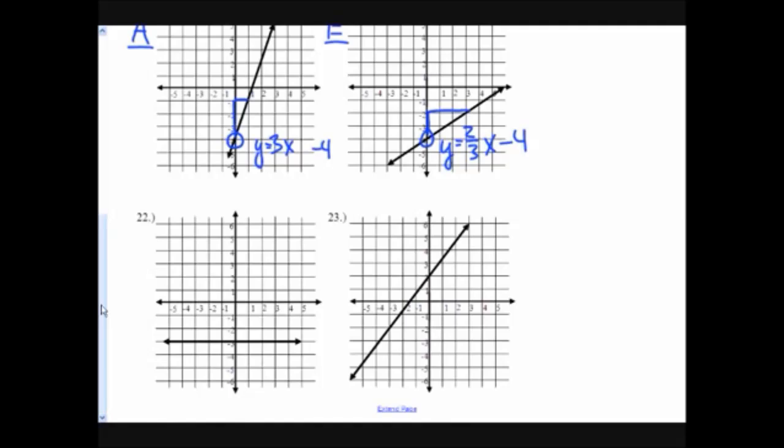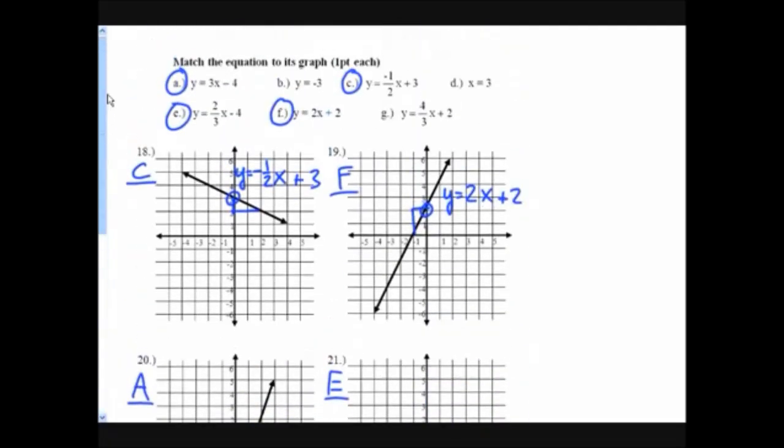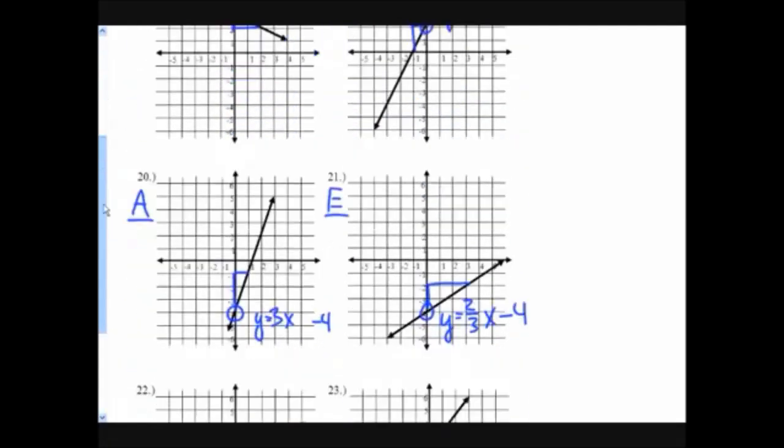Number 22, it's a horizontal line. Remember, horizontal lines are always y equals equations. And in this case, the y value that I'm consistently staying at is negative 3. So it's y equals negative 3. And again, that's like a slope of 0. So this one is y equals negative 3, which is letter B.